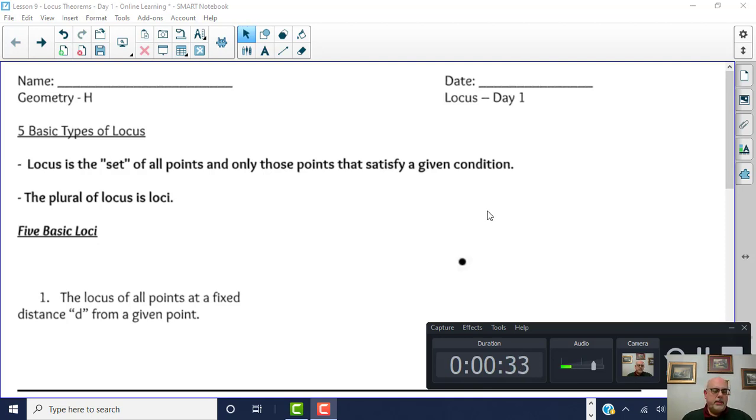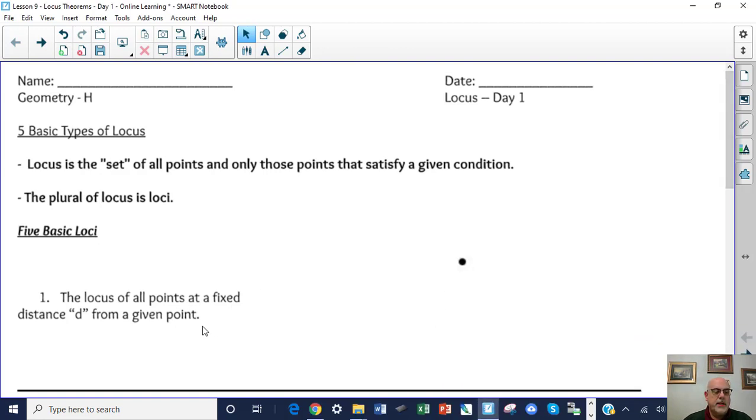So a locus, piece of vocabulary, is a set of all points and only those points that satisfy a given condition. The plural of locus is loci, L-O-C-I. And there are 5 different kinds of locus that you have to know. So let's take a look. The first one is a set of all points at a fixed distance from a given point. That is actually the definition of a circle.